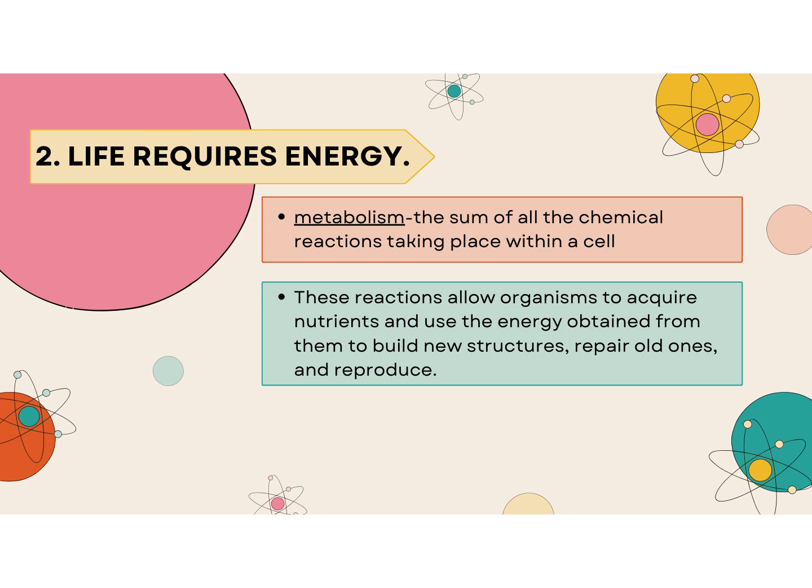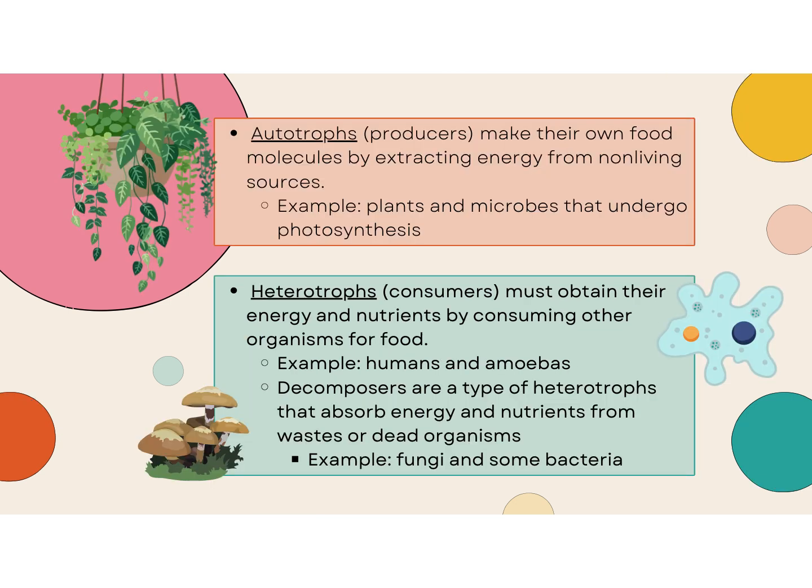So these reactions allow you to acquire nutrients, use the energy obtained from them to build those new structures, repair old ones, and even reproduce. There are several ways that organisms obtain their energy. You probably have heard of a producer. A producer is an organism that can make its own food by extracting energy from other sources. And one example of this that you may be familiar with is photosynthesis. So plants and other microbes can undergo photosynthesis to create their own energy.